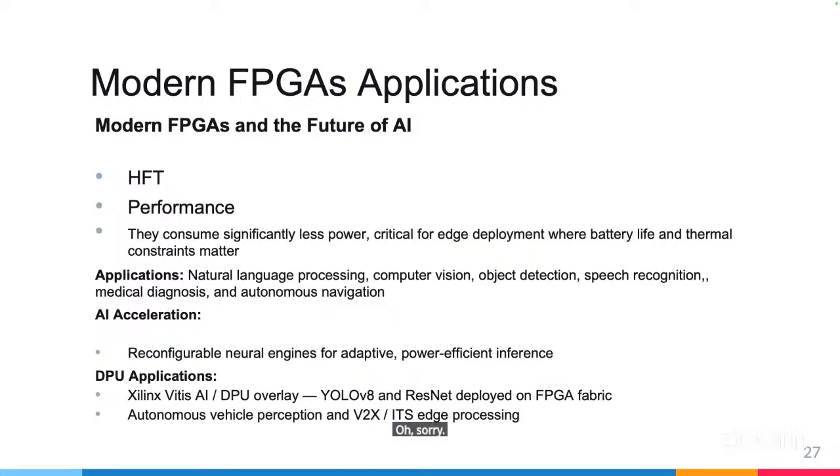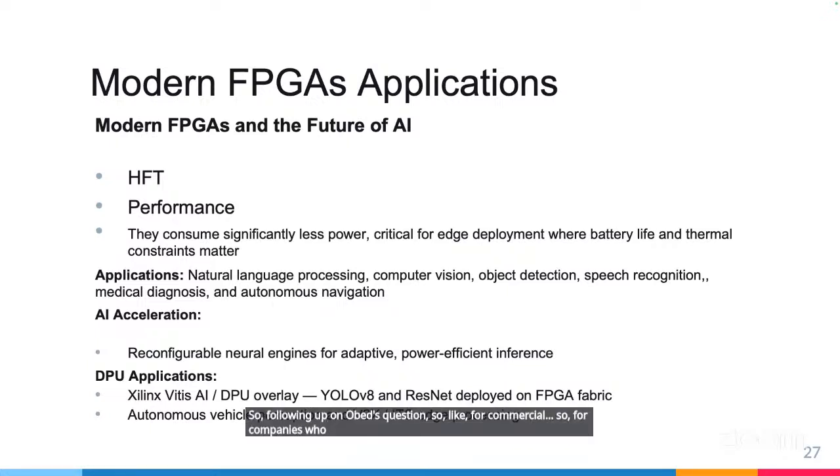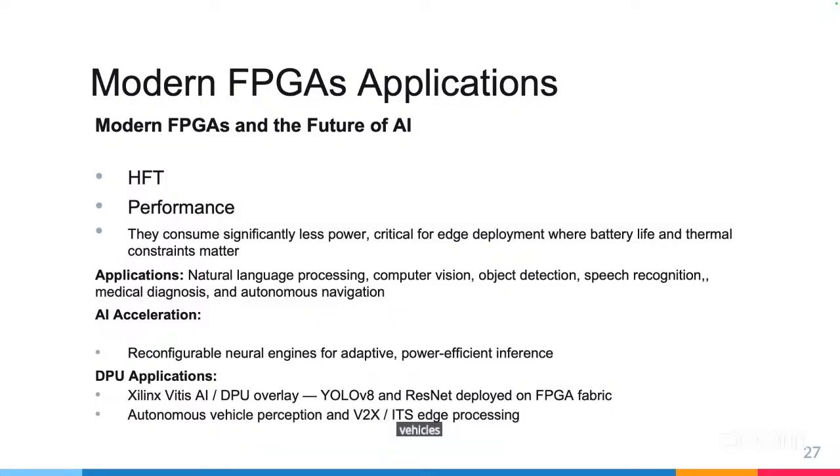Following up on Obed's question, for commercial companies who have so much money, like Tesla and Waymo, do they use FPGA routes for their autonomous vehicles?